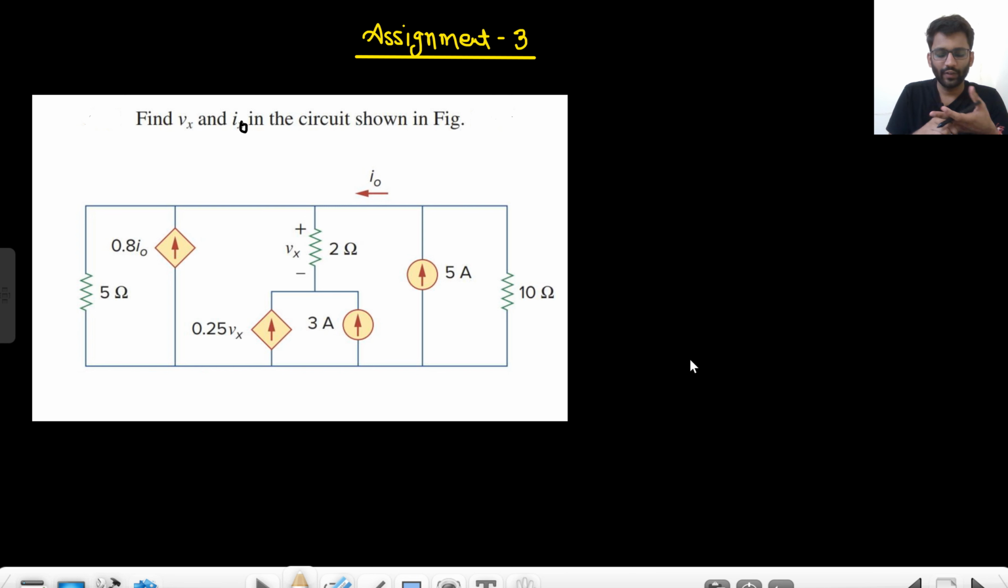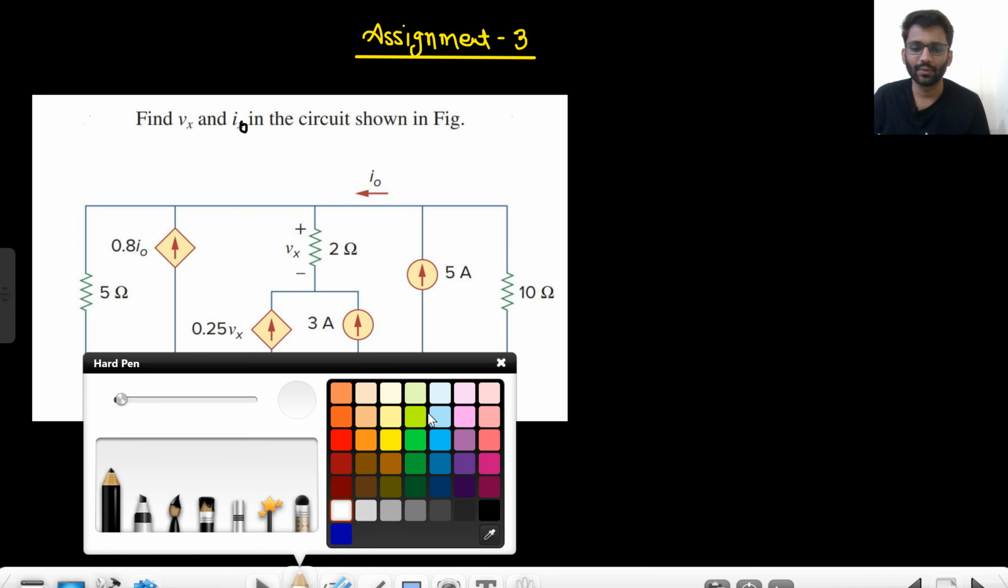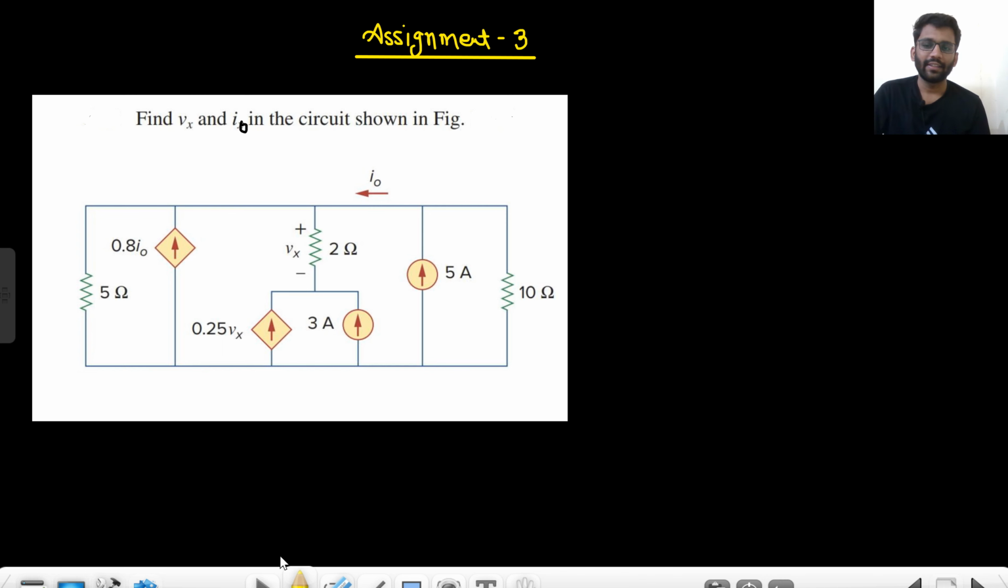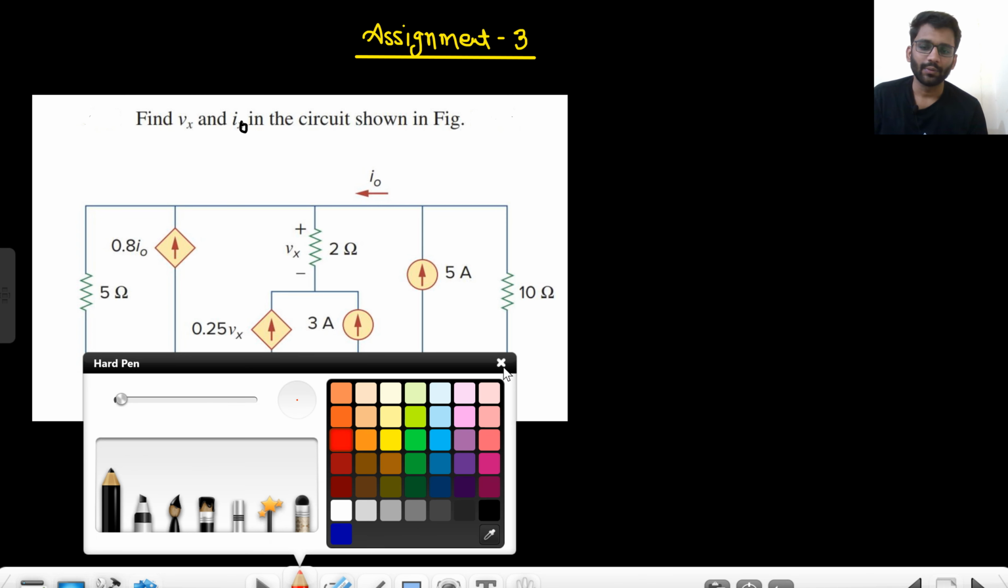So in this question you need to find the value of Vx and I naught. They had written Ix, but they are asking the value of I naught. Okay. So finding the value of Vx, I guess it will be easy for you.